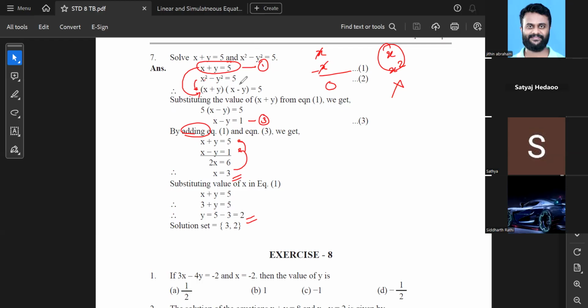Now we know that x square minus y square is equal to x plus y into x minus y, which is equal to 5. Now here, the value of x plus y is 5, as given in the first equation. So we'll substitute the value of x plus y over here, which is equal to 5. So this will give me 5 over here, x minus y, and then 5 over here also. So that is my equation.